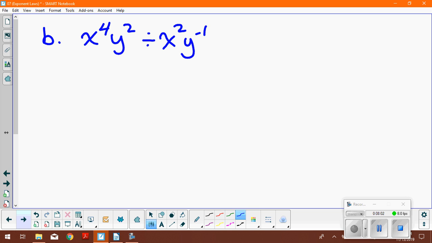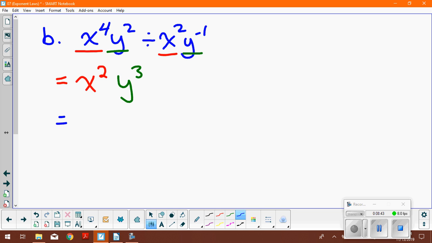x to the 4 y squared divided by x squared y to the minus 1. We'll start with x. Again, I'm dividing a pair of powers, so the rule is I'm going to subtract. So x to the 4 divided by x squared is x squared, because 4 minus 2 is 2. For y, again, it's powers, so I have y squared divided by y to the negative 1, so 2 subtract negative 1. That's going to come back to being positive 3.